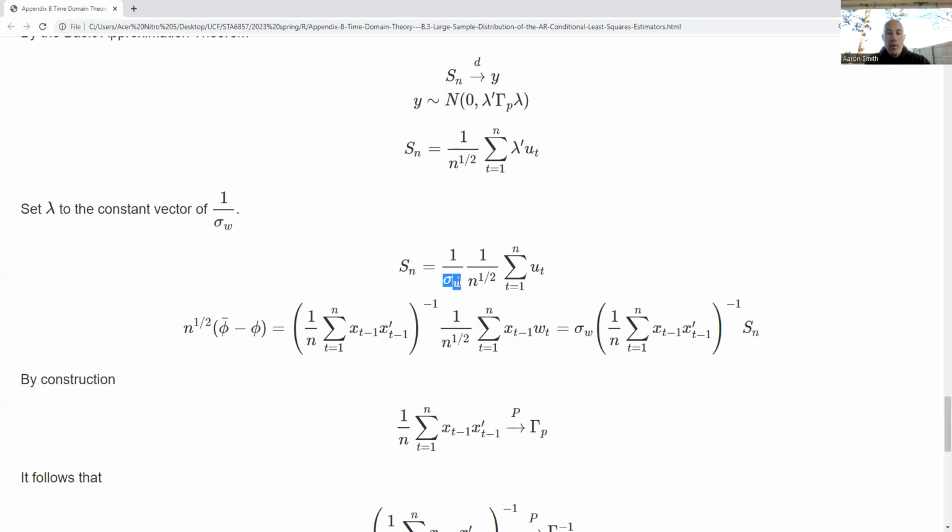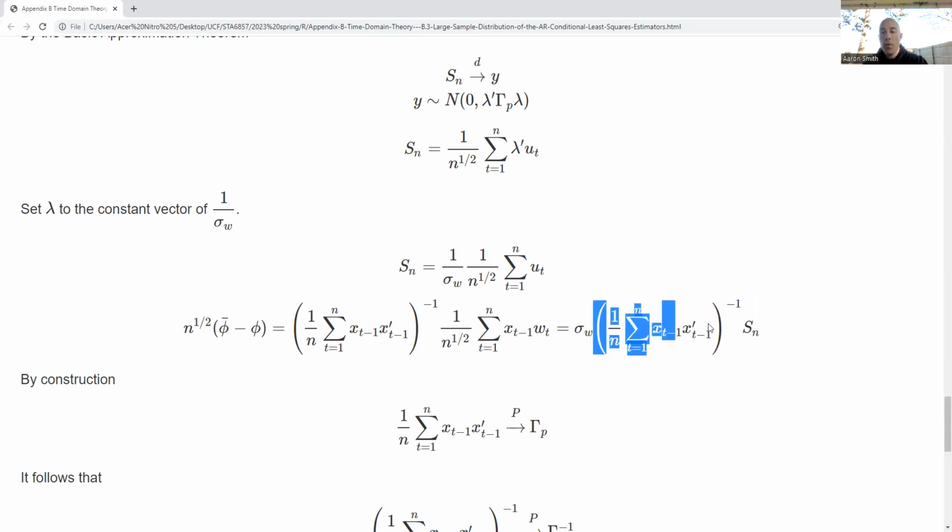Well, what I'm going to do, I go ahead and just multiply both sides of this by the sigma sub w. And what's going to end up happening is that this whole part is equal to capital S sub n times sigma. And this inverse part just stays the same. All right, so now I've worked out exactly what's going on. I know what this is going to converge to in distribution because I know how this will converge in distribution.